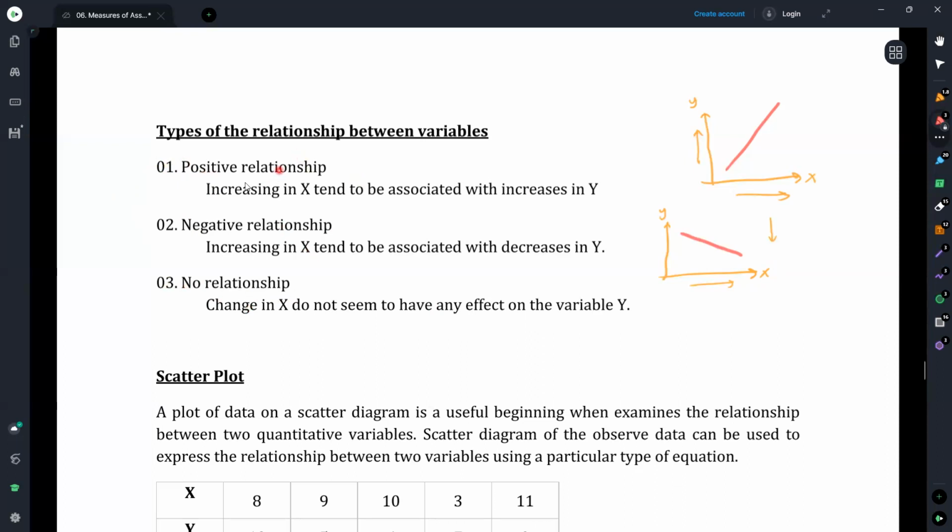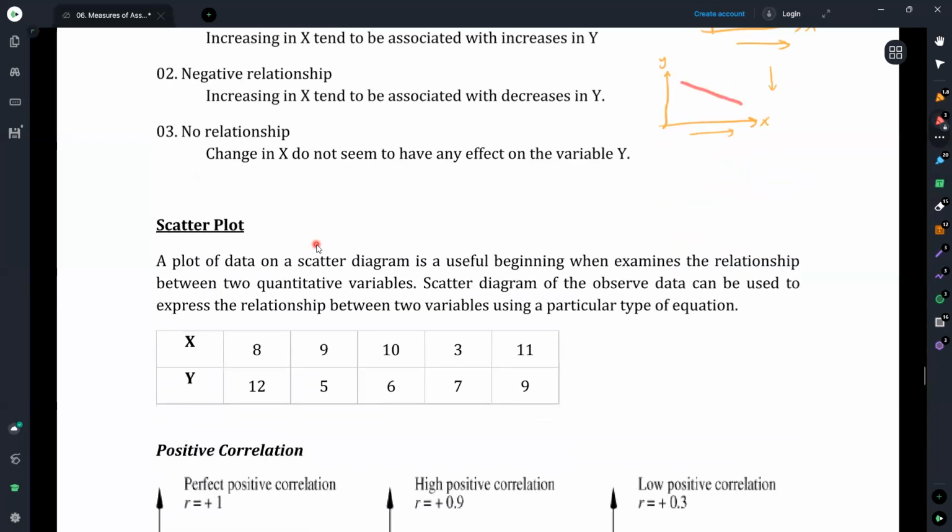But apart from these three relationships, for the positive relationship and the negative relationship, we have identified a scale, whether it is a weak relationship, moderate relationship, or a strong relationship. In the previous session, we discussed that part as well.